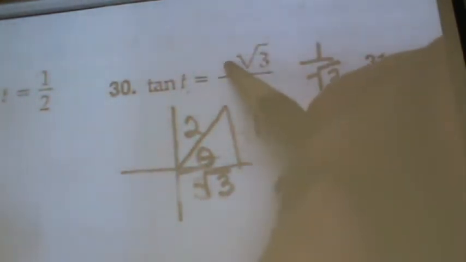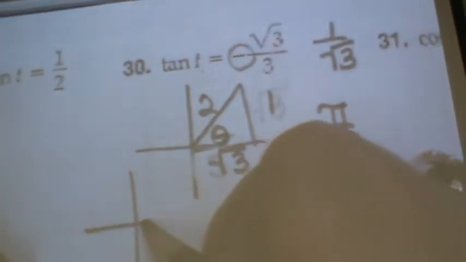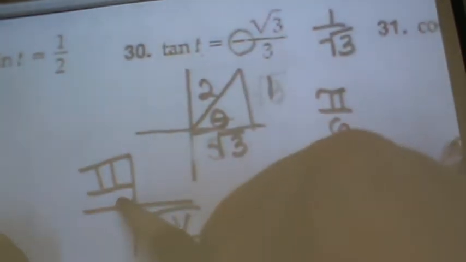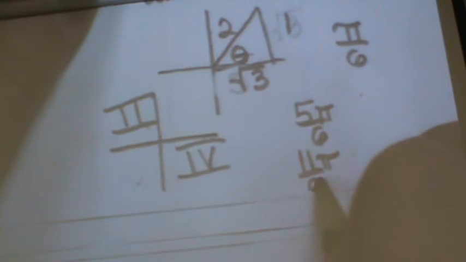Now, in what quadrants is tangent negative? There's two of them. 2 and 4. What are the names of the angles that have a 6 in them? 5 pi over 6. Yep, that's one answer. What's the other one? 11 pi over 6. And it's plus or minus k pi.